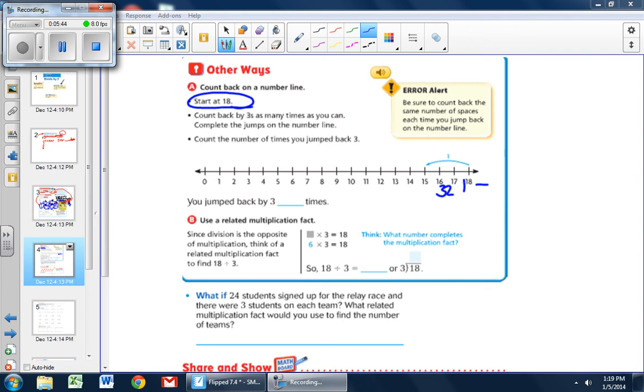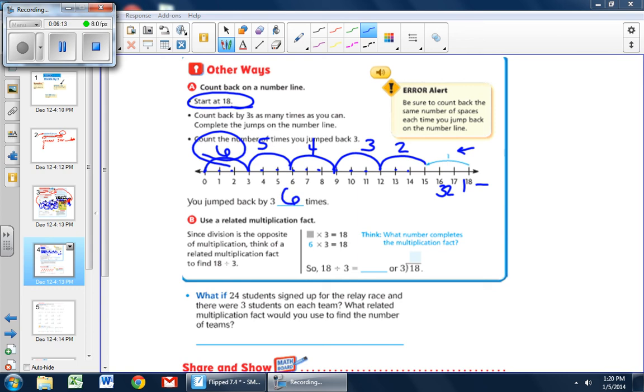Okay, and then we have 1, 2, 3, 1, 2, 3, 1, 2, 3, 1, 2, 3, 1, 2, 3. Count the numbers of times you jump back. We labeled them as we went because we are smart problem solvers. You jumped back by 3 how many times? That's this number here is 6 times.